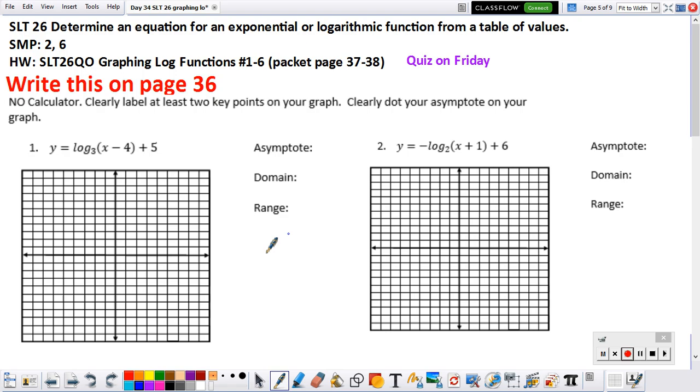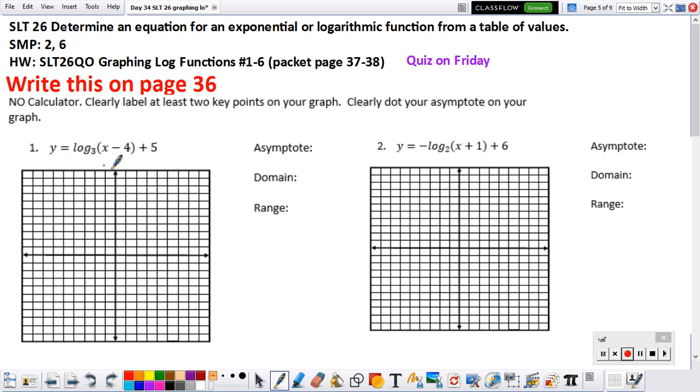Unfortunately, this curriculum just kind of expects you, once we've graphed a log function, to just magically be able to graph these transformations, and we know that that's just not how the world works. So before I send you off on your own to do 37 and 38 on page 36, we're going to do 3 graphs together. Well, we're going to do 2 graphs together, and then you're going to do one by yourself, and we'll check it. So write down number 1.